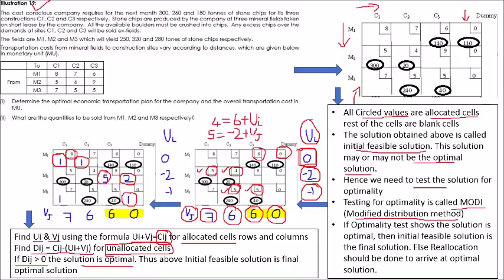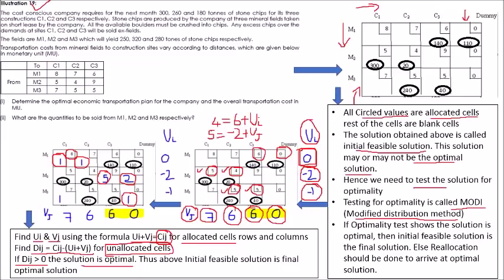If the number of allocated cells is greater than or equal to m plus n minus 1, then the solution is feasible. What is m plus n minus 1? It is nothing but the number of rows plus the number of columns minus 1. So find the feasible solution, then check for optimality. For checking the optimality, you need to find the Ui values and Vj values using the allocated cells. Then after finding Ui and Vj, find the Dij values for the unallocated cells. Dij value is nothing but Cij minus (Ui plus Vj).